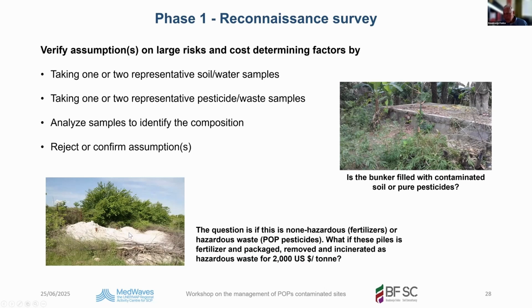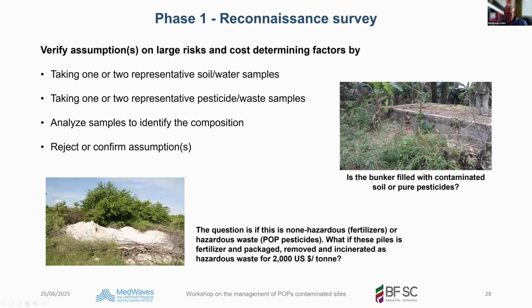Also related to health and safety and to your budgeting. Because if this is pesticide, you need around $2,000 per ton. If it is fertilizer, you can just bring it to a dump site or even use it. So it's very convenient if you know what this is at an early stage of your survey, for budgeting purposes, health and safety aspects, and investigation efforts.